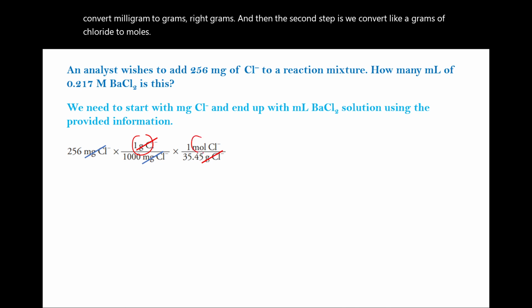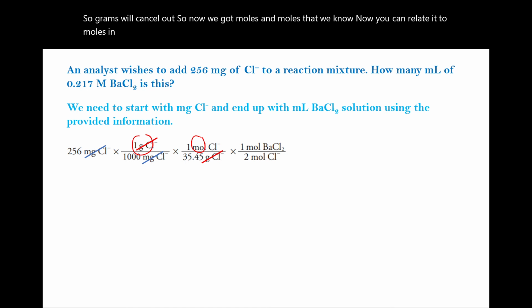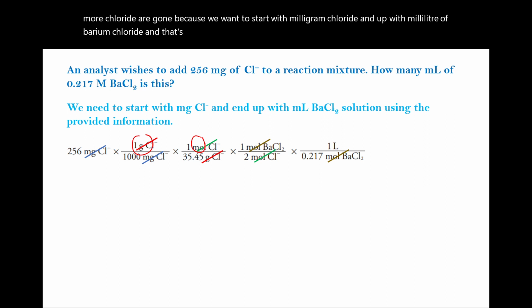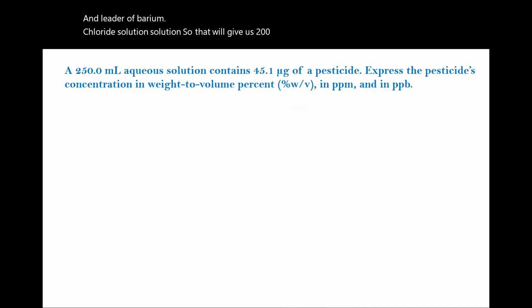So grams will cancel out. Now we got moles, and you can relate it to moles of barium chloride. We know 2 moles of chloride are present in 1 mole of barium chloride, so moles of chloride are gone because we want to start with milligrams of chloride and end up with milliliters of barium chloride, and those are the steps we take. And then finally we got 60.6 milliliters of barium chloride solution, so that will give us 256 milligrams of chloride.